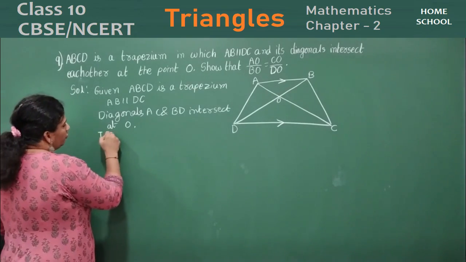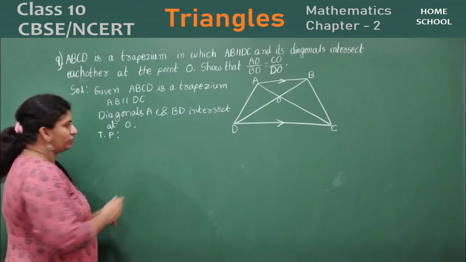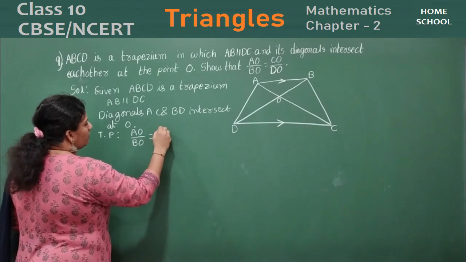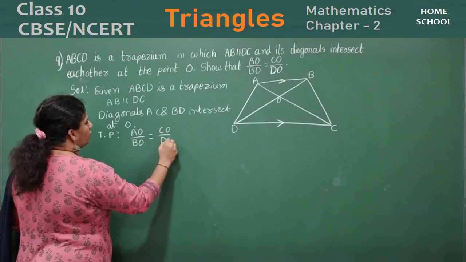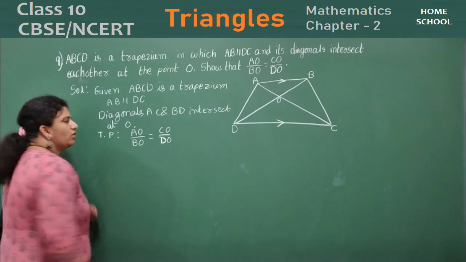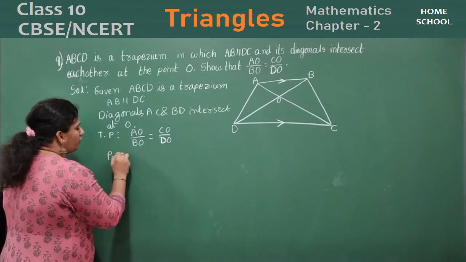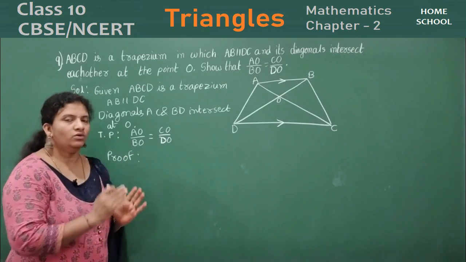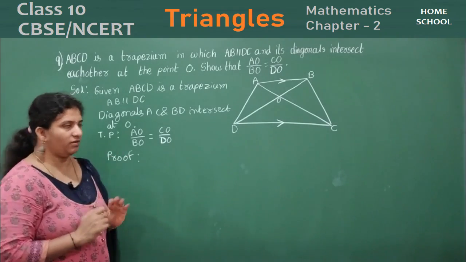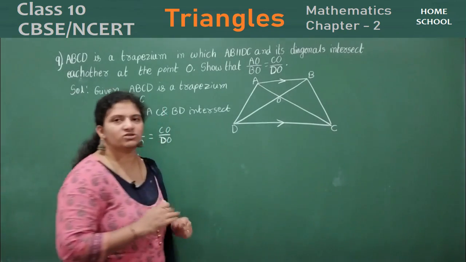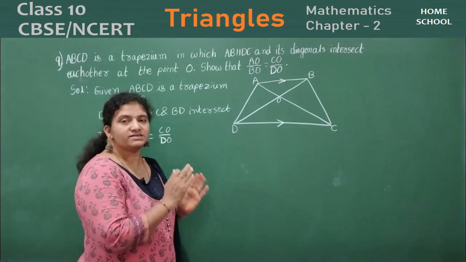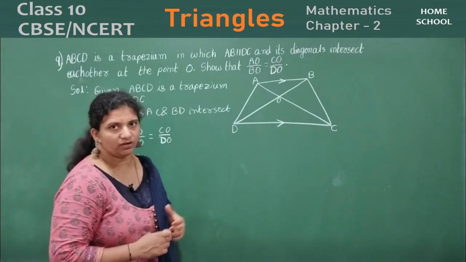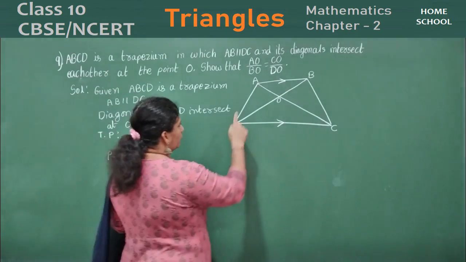What we need to prove here? We need to prove that AO by BO is equal to CO by DO. Okay, so let's start your proof. How do we start your proof here? See here, children, this problem can be solved in many ways. But I consider two triangles here. On one side only I'll consider and try to prove here. So observe the triangles I'm going to use.